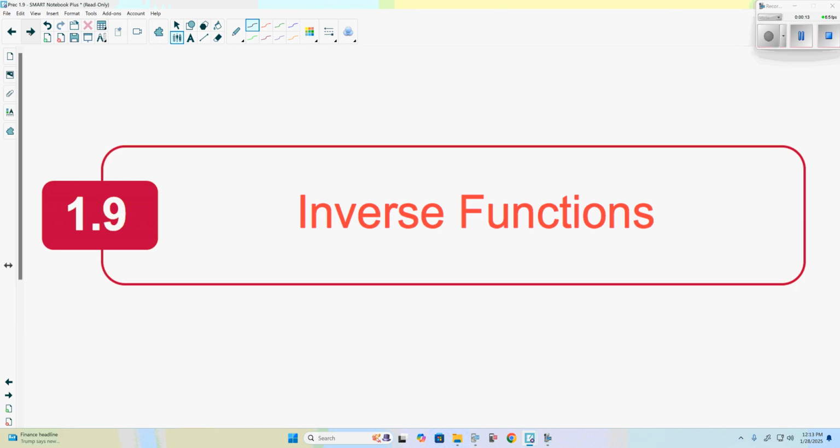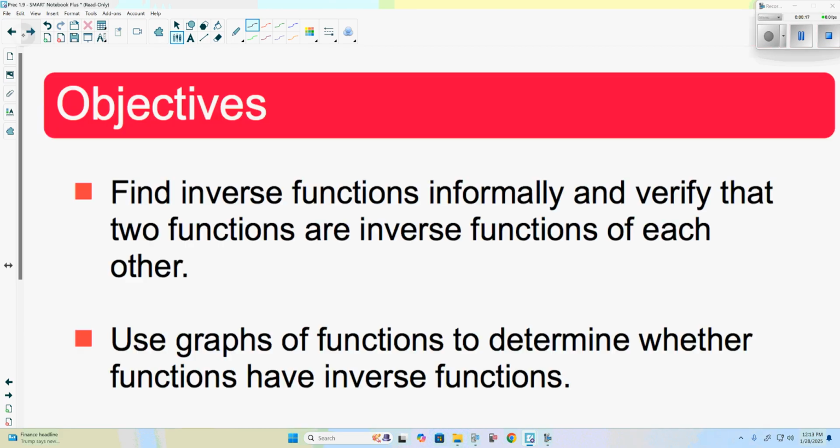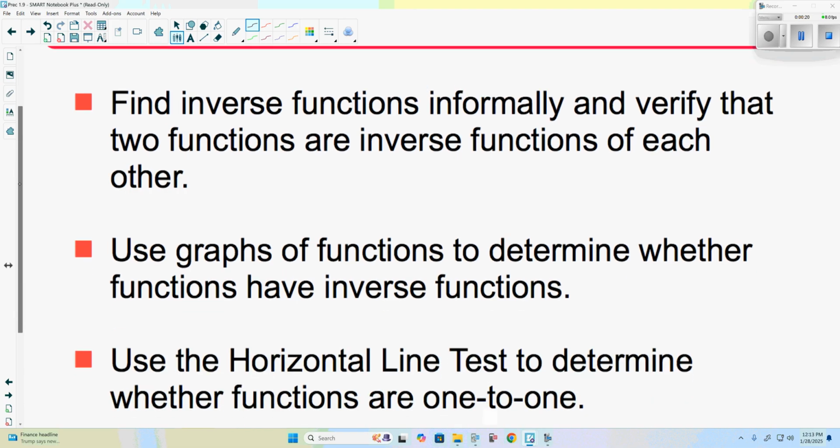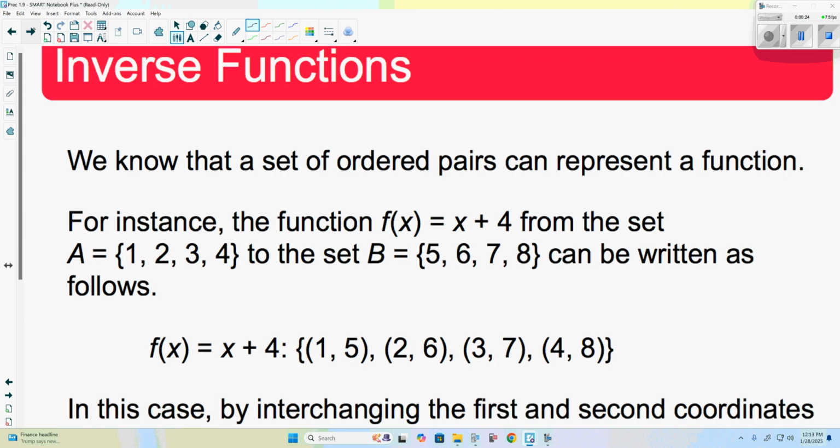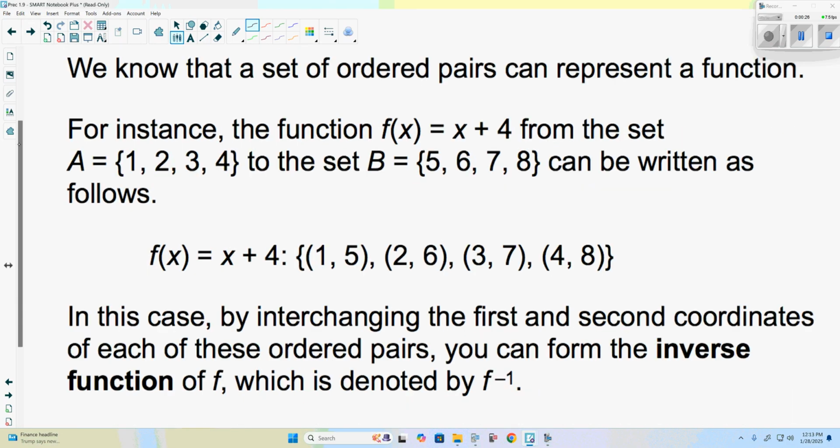Last thing we're looking at in chapter 1 is inverse functions. So finding the inverse using graphs, the horizontal line test, and determining if functions are inverses or finding an inverse.